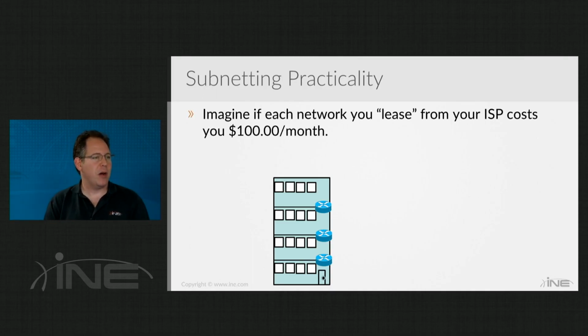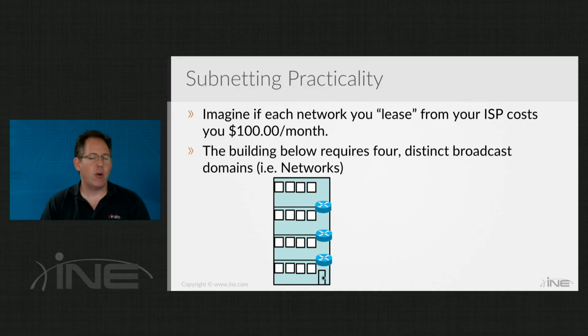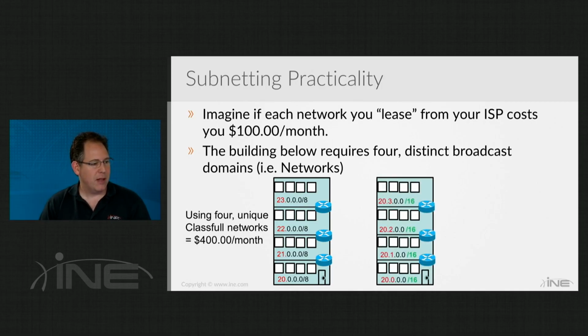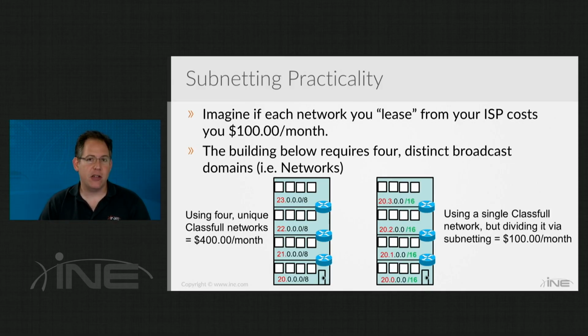Imagine if you lease a network from your ISP for $100 a month. The building here requires 4 networks. If we used classful addressing, that would cost us $400 a month because we had to purchase or lease 4 unique networks. With subnetting, I can take just one classful network and subnet it. I'm only paying $100 a month. I'm only paying one fee to my ISP, but by extending those bits out with a subnet mask, I've now given myself 4 unique networks, but I'm only paying for one of them.